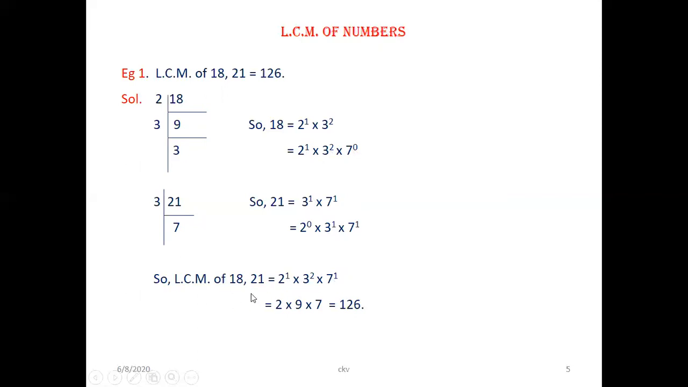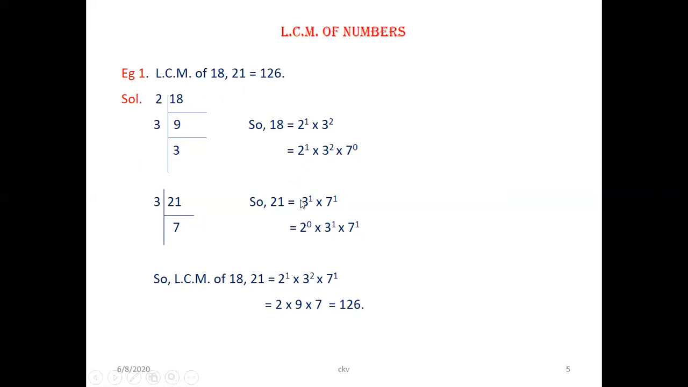So the LCM of these three numbers is the product of these. 2 power 1 is 2, 3 square is 9, 7 power 1 is 7. The product is this. That is what is explained. The only difference here is, after writing the numbers as a product of prime powers, you write them with common primes, and when you find the GCD, you pick up the least powers, and when you have to find the LCM, you pick up the highest powers.